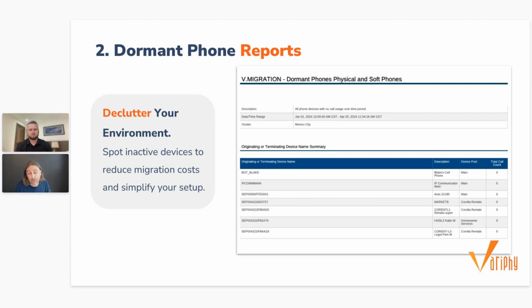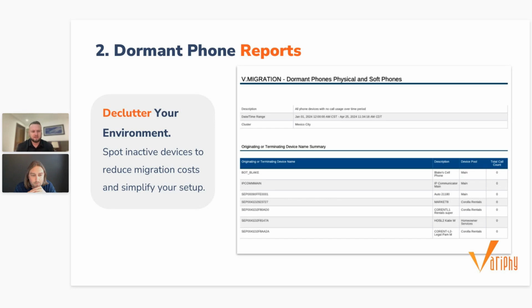So that's exactly what this report is doing. It's identifying all of the phones that have had no usage over your threshold, letting you know that you can eliminate a whole lot of garbage and save yourself a lot of money by not moving things over that you don't really need. Okay. And I'm assuming the larger the environment, the more valuable these reports are probably going to be.